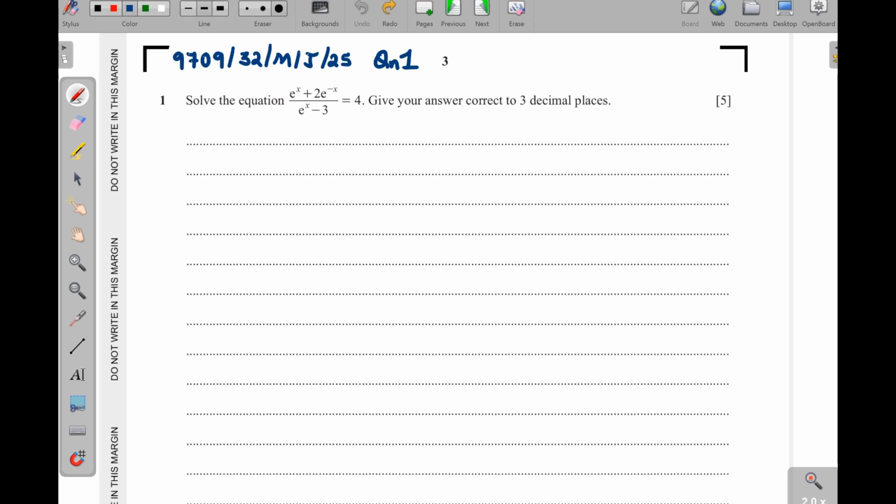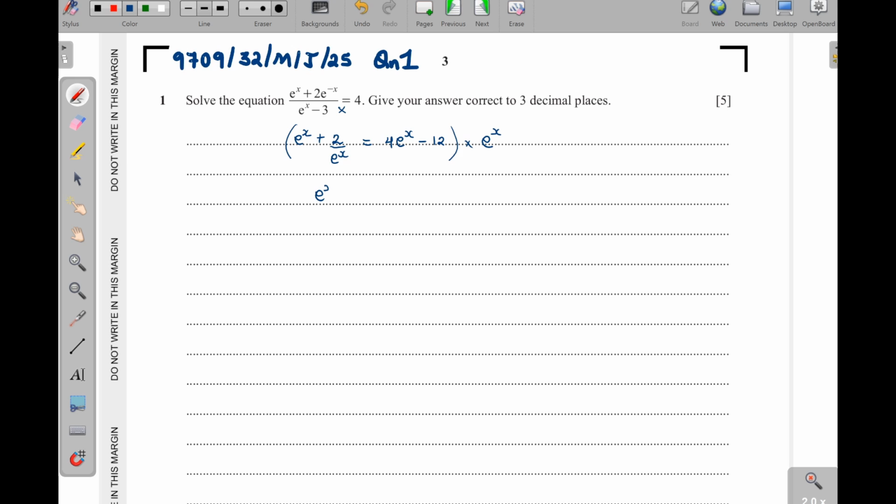Okay, now here, I can first cross multiply. That means I will have e to the power of x, then plus, using the rules of indices, 2 out of e to the power of x, which is equal to 4 e to the power of x, then minus 3 times 4, that is 12. Then to eliminate the denominator here, I will multiply all through by e to the power of x.